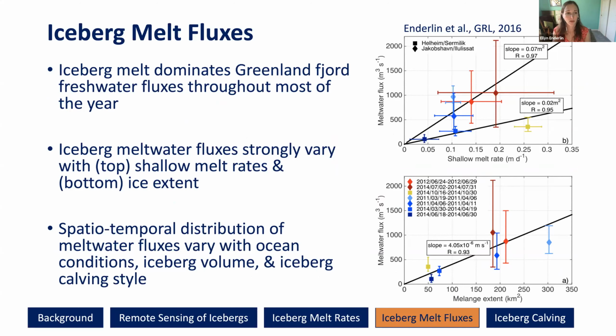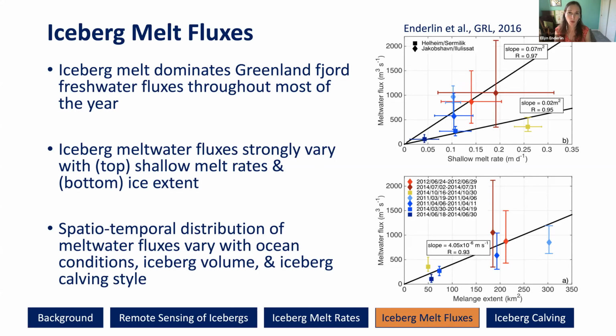I also found, if you look at these plots that I have here, that the meltwater fluxes vary strongly with the shallow iceberg melt rates. That makes sense because it's mostly lots of little bits of icebergs with some larger icebergs embedded in it. So it makes sense that the shallow melt rates are really important. It also varies with the ice extent. If you have more ice sitting in there, it's like if you have more ice in your drink, then you have more fresh water coming off of those pieces of ice.